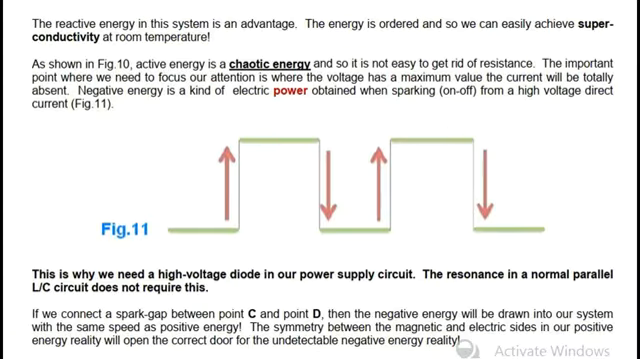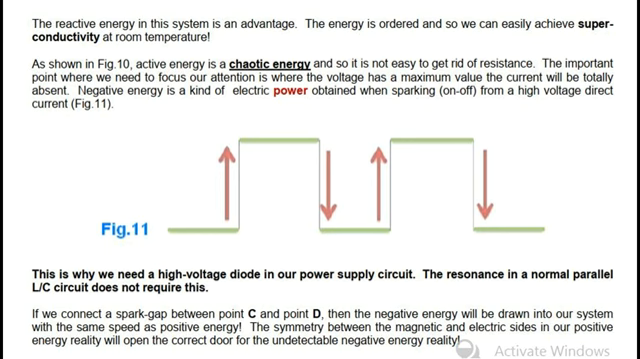The reactive energy in this system is an advantage. The energy is ordered and so we can easily achieve superconductivity at room temperature. As shown in Fig 10, active energy is a chaotic energy and so it is not easy to get rid of resistance. The important point where we need to focus our attention is where the voltage has a maximum value, the current will be totally absent.